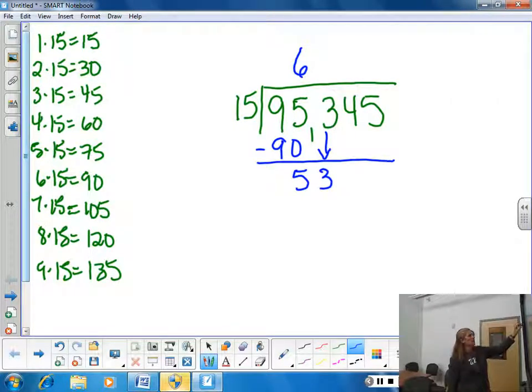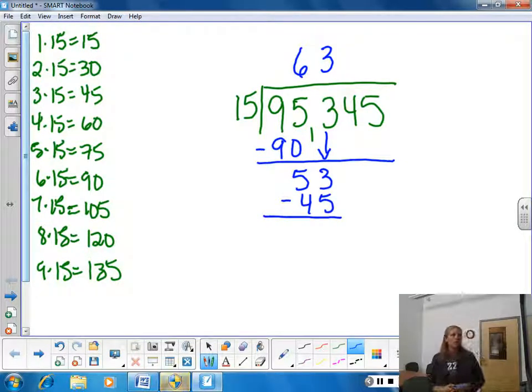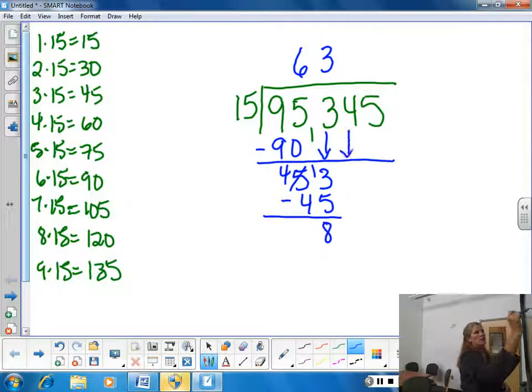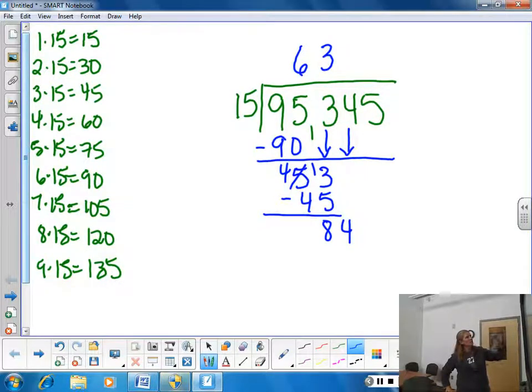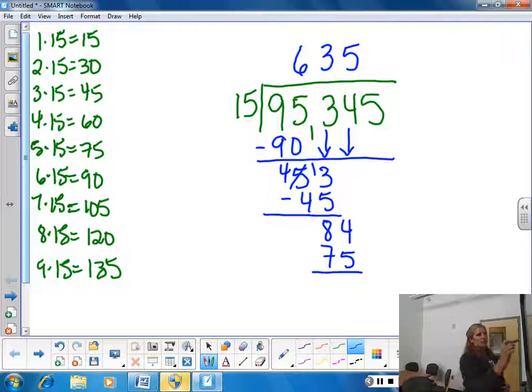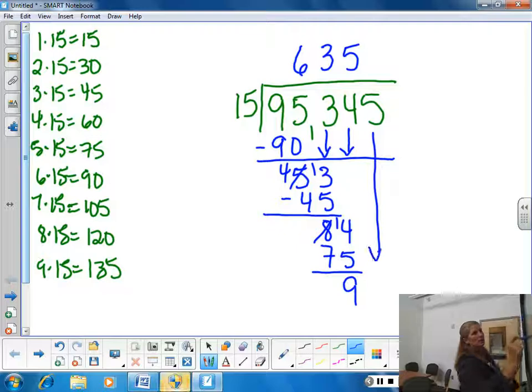15 times 4 is too much, so 15 times 3 is what we're after, which is 45. Now when I subtract 45 from 53, I get 8, and I bring down my next number, which is 4. Looking down the list here, 84, well 6 is too much, but 5 would be just right because it's 75. Now I'm subtracting, borrowing here, 14 minus 5 is 9, and bring down the 5, get 95.